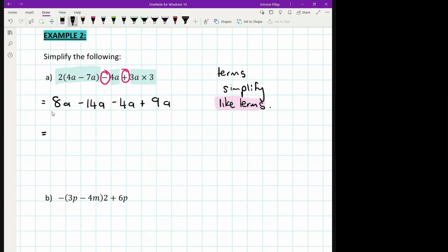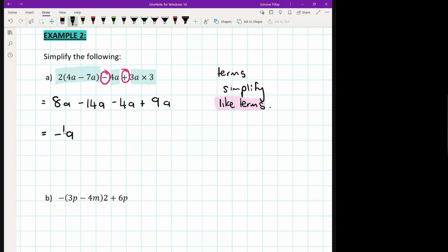Negative... oh my gosh, where's the calculator when you need it? Which is negative 6a. Then minus 4, which is 10, plus 9, which is negative 1a. Correct.